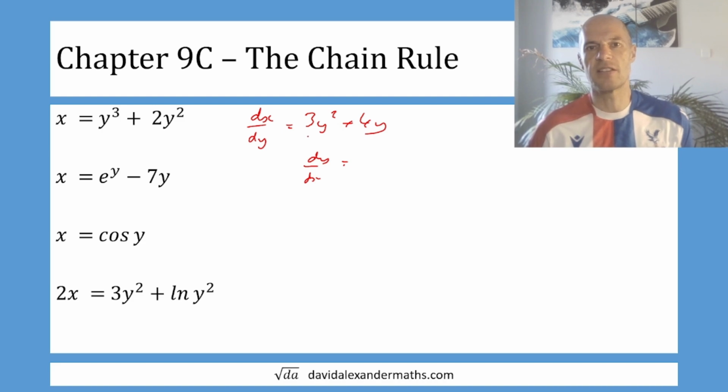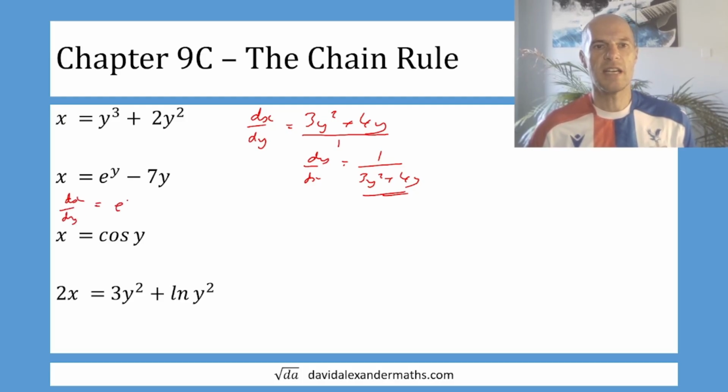So if dx over dy is this, then dy over dx is just flip this stuff. Remember, this stuff here could be written as over 1. So if we're flipping the dx by dy to get dy by dx, then we can just flip this fraction to get 1 over 3y squared plus 4y. There we go, that is the derivative. Let's do another example here. So dx by dy equals e to the y, take away 7. So therefore dy by dx is just 1 over (e to the power of y, take away 7).